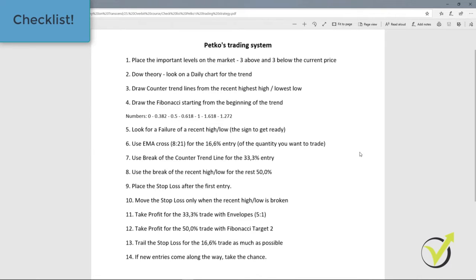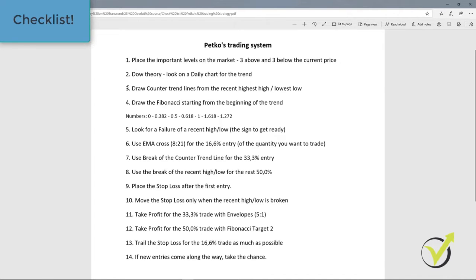The first thing is to place the important levels on the market. These are the important support and resistance levels. After that, with the Dow theory, you should look at the daily chart and decide whether you are in an uptrend or in a downtrend, whether you will be buying or you will be selling. The third point is to draw counter trend lines from the recent highest high if you are buying, or from the recent lowest low if you are selling.